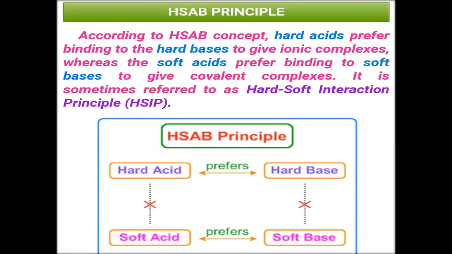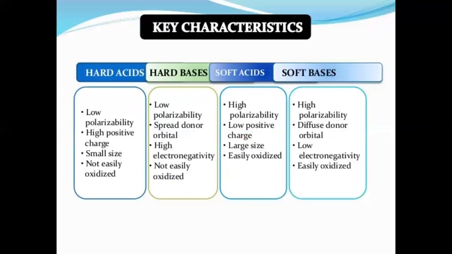Type A metal ions or class A metal ions. Type B metal ions or class B metal ions. So type A are the hard acids. Type B are the soft acids. Now coming to the ligands. About the acids we have discussed, I'm going to explain to you about the ligands. So the key characters here.